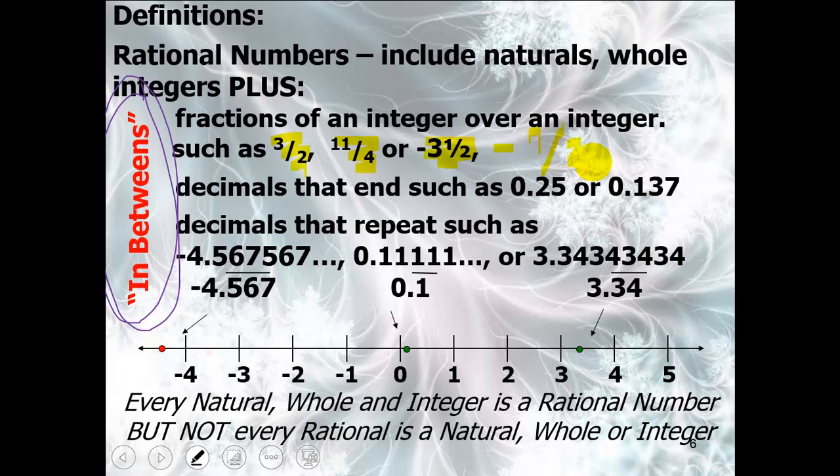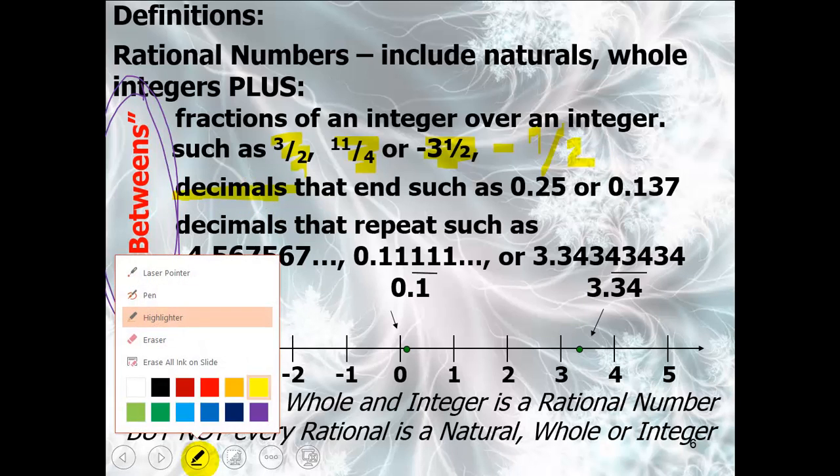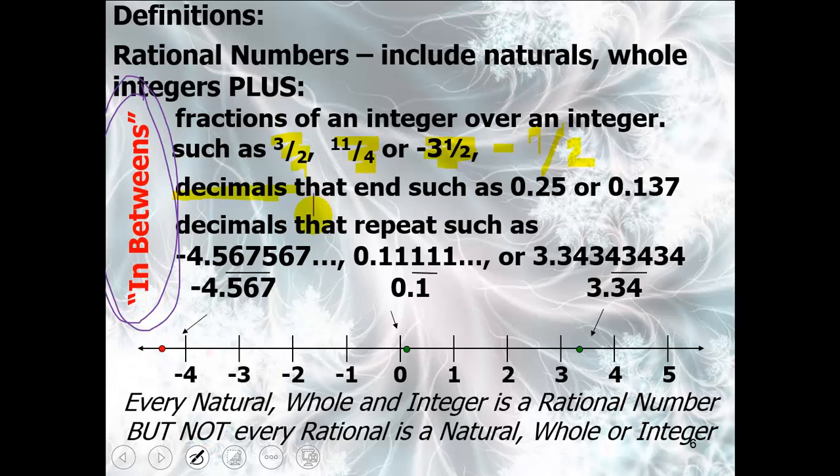Rational numbers also include the decimals that terminate. I want to write that word in there. That end, that terminate. If they end, they terminate, such as 0.25. That is a terminating decimal. It doesn't go on. It ends at 2 decimal places. Or 0.137.